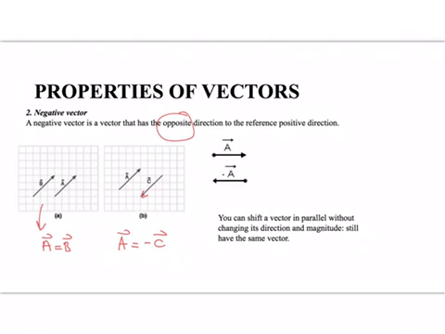You can shift a vector in parallel without changing its direction and magnitude, and it is still the same vector. So here you see that this is my A vector and this is my negative A vector. They have the same length but are just opposite in direction.